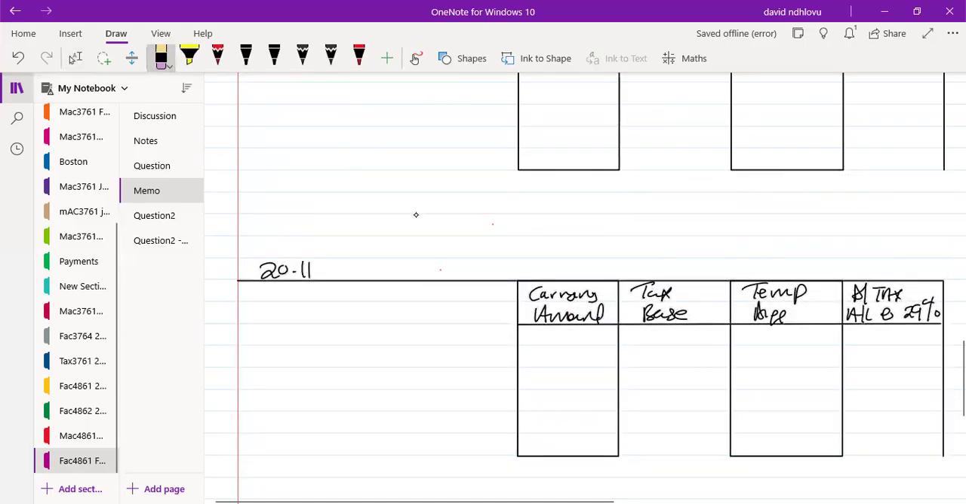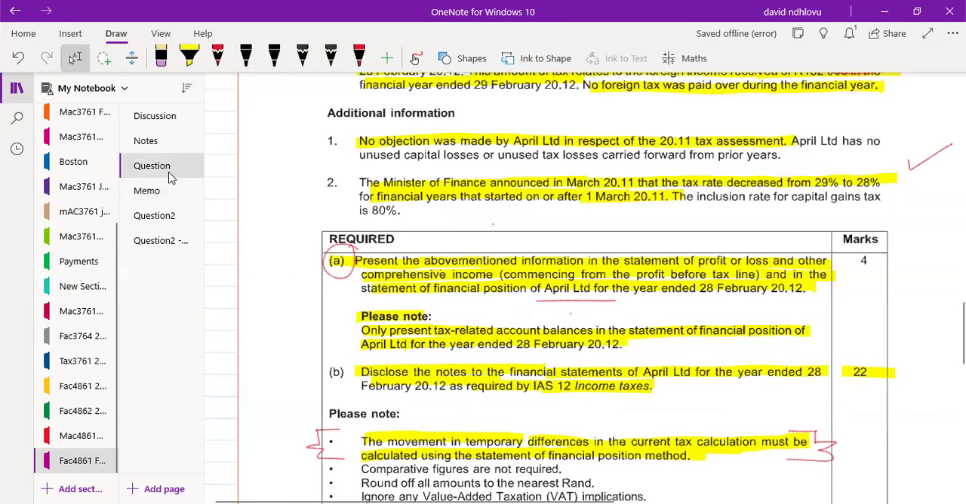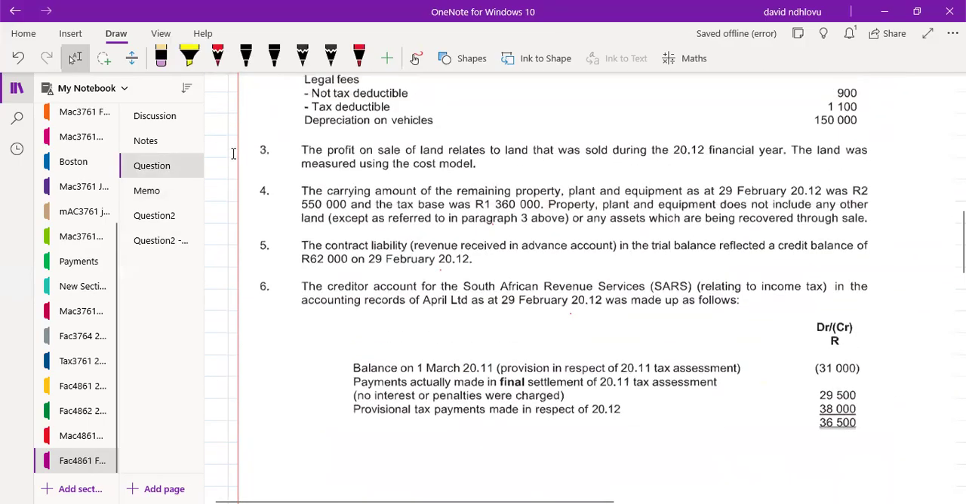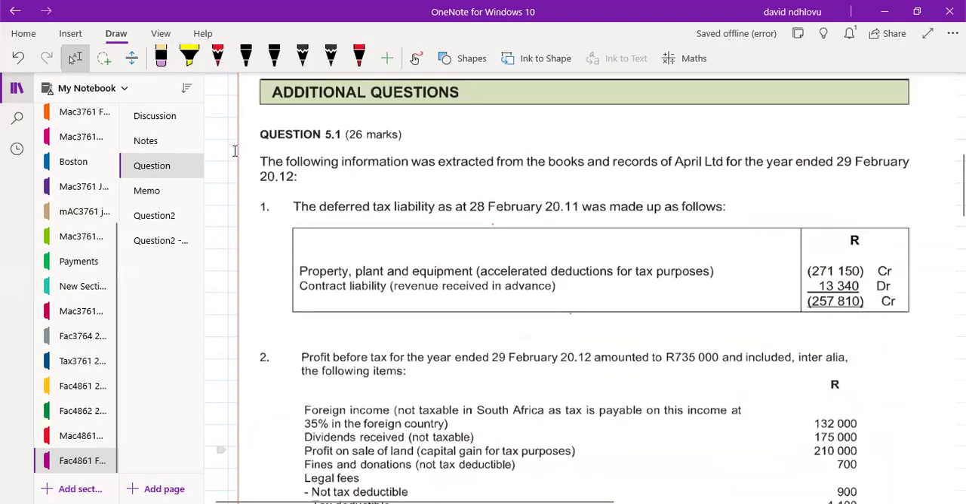Right, so we calculate for the 2012 year, and remember this time we have 28%. So this is the structure that we have. The deferred tax for the prior year was already calculated. So it was made up of 2 things. This is what they said: the deferred tax liability as of 28 February 2011 was made up of the following: property, plant, and contract liability.